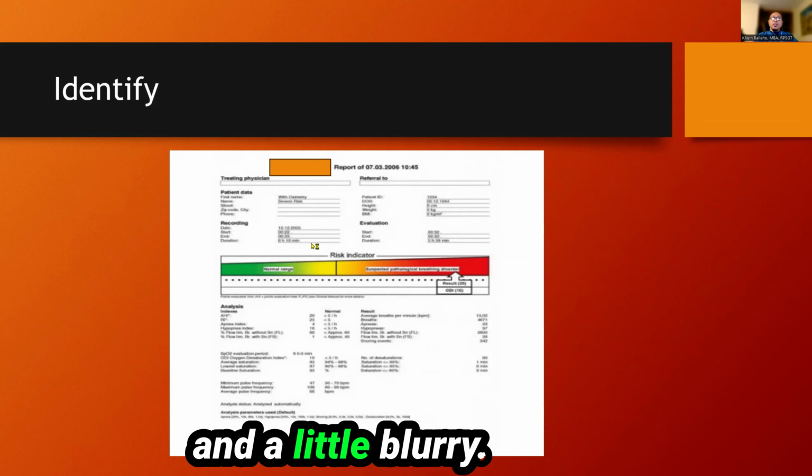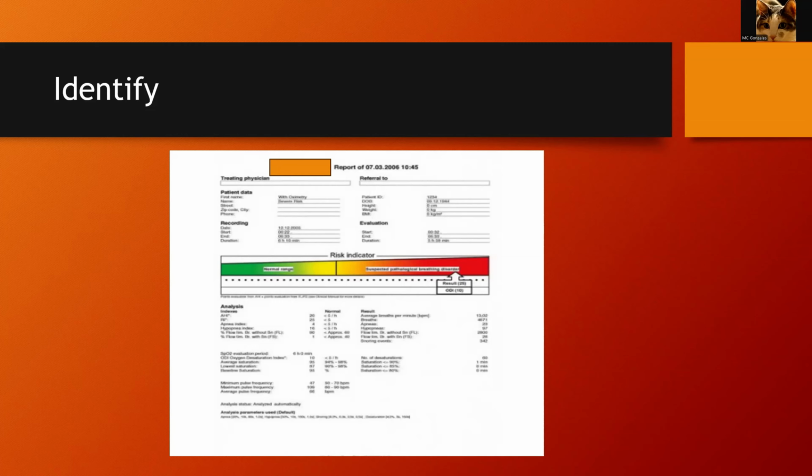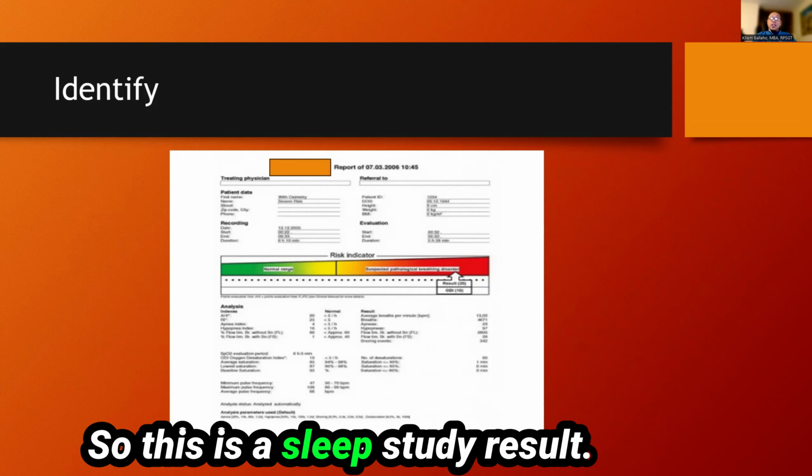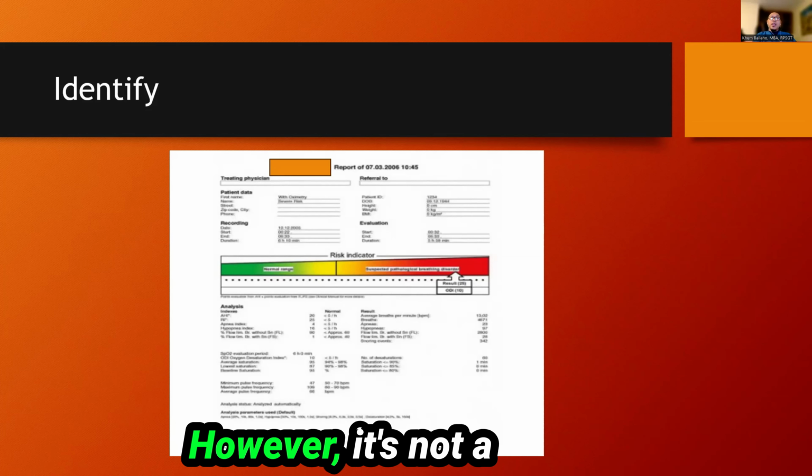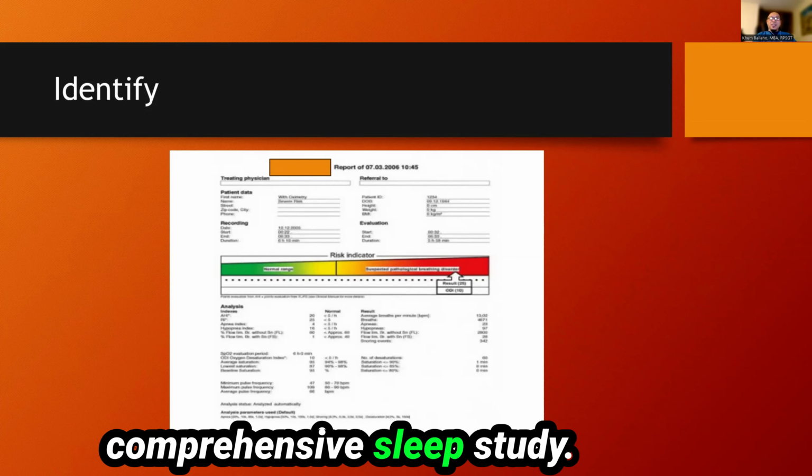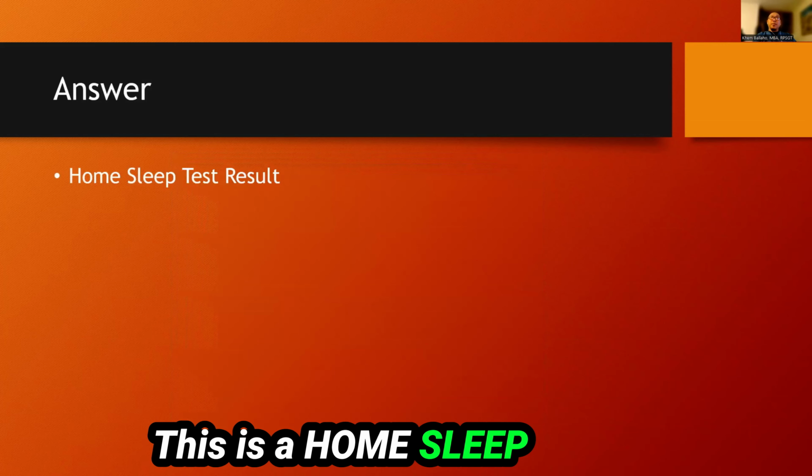Sorry, it's overstretched and a little blurry. Is that a sleep study result? Correct. So this is a sleep study result. However, it's not a comprehensive sleep study. This is a home sleep test result.